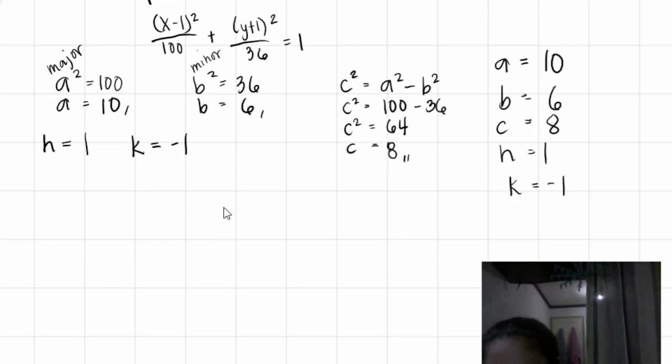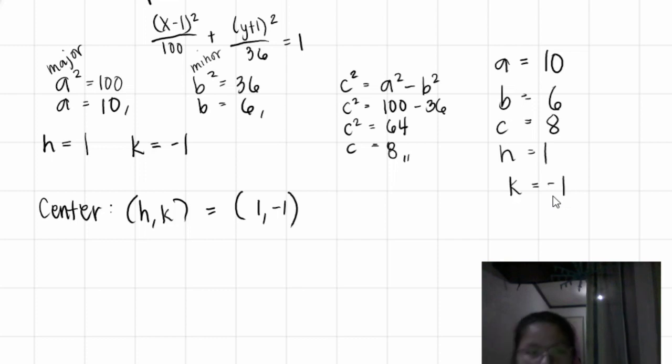Now we can get the parts. First is the center. The formula for the center is h and k. Again, the center is h, k. Our h is 1 and our k is negative 1. So the center of the ellipse is 1, negative 1.